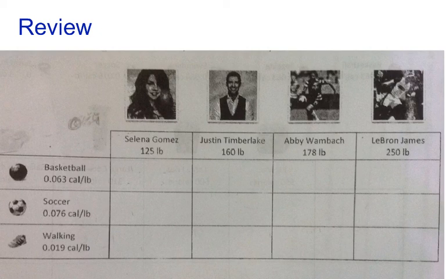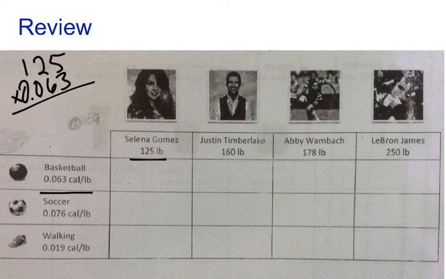Let's try a couple examples together until you get the rhythm of things, if you still need extra help. So let's first look at Selena Gomez. We can see that Selena Gomez weighs 125 pounds, and if she plays basketball, we can multiply to see how much she would burn per minute. So we would multiply 125 times 0.063. So I'm multiplying decimals, and we can just multiply as usual, and remember to note that we're going to be moving 3 decimal places at the end.